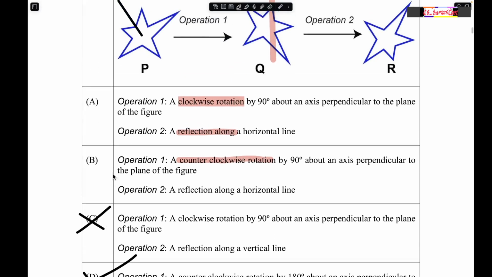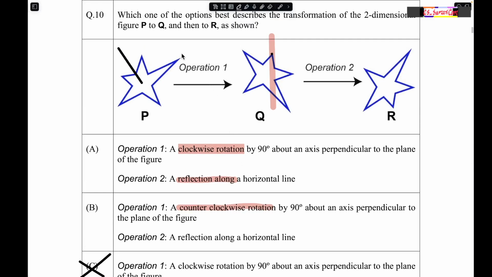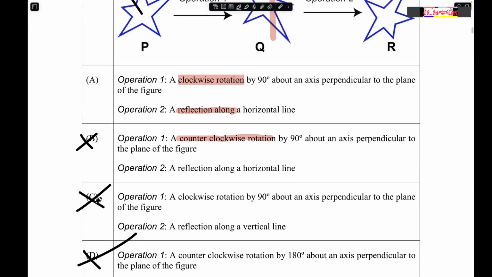Now B and A, clockwise rotation and counterclockwise rotation. Let's again observe the identifying element. This arm, if this whole star were rotated counterclockwise, will go over here. But in this diagram, the longest protruding arm is present over here. So B can also not be the answer. By process of elimination, we already know the answer. The answer is going to be A.